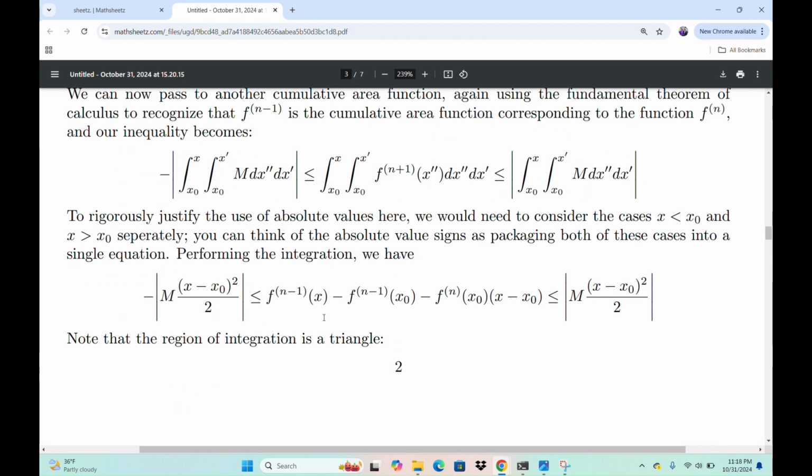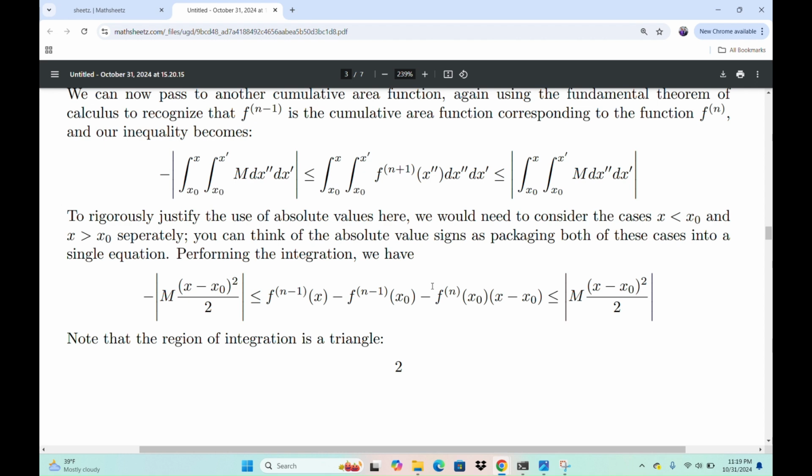And the constant of integration, guess what? The constant of integration is the extra piece of information that I know. Namely, I know more information that I'm using here. I know the values of the previous (n-2) derivative at x₀. I know the value of the (n-2) derivative at x₀. I haven't used that information yet. The way that I use that information is via integration. Looking at the cumulative area function, each time I integrate, the constant of integration allows me to utilize more information that I know.